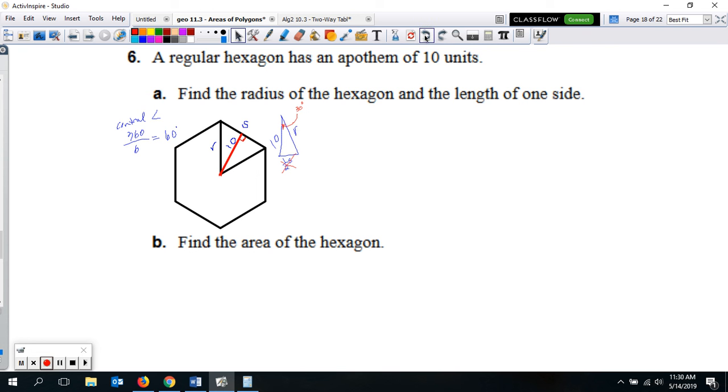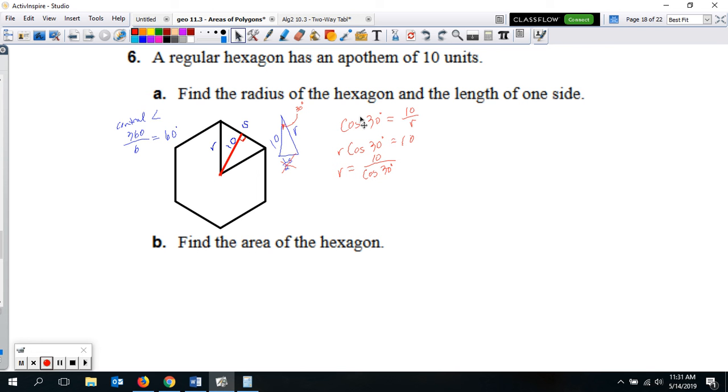That is the cosine, so we're going to use the cosine of 30 degrees is equal to the adjacent over the hypotenuse, which would be 10 over r. Okay, now we're going to solve for r. So we're going to have to multiply both sides by r. And so now we have r times the cosine of 30 degrees equal to 10, and then divide by the cosine of 30 to get r by itself. And so now r is going to equal 10 divided by the cosine of 30.